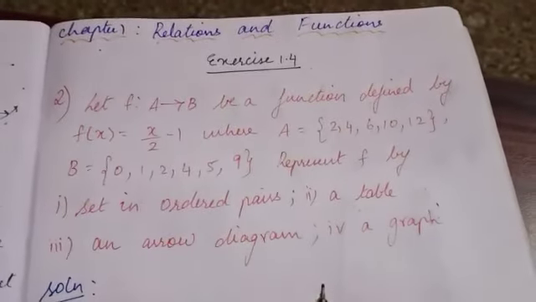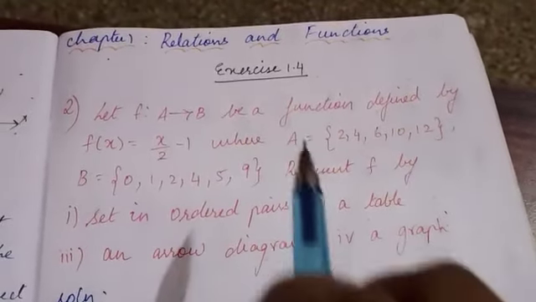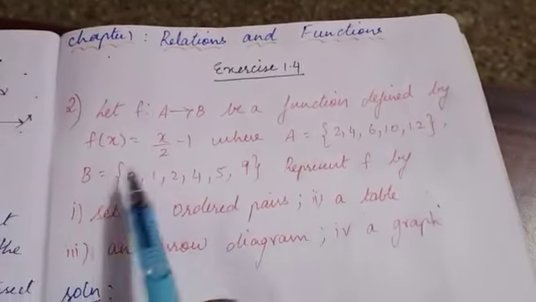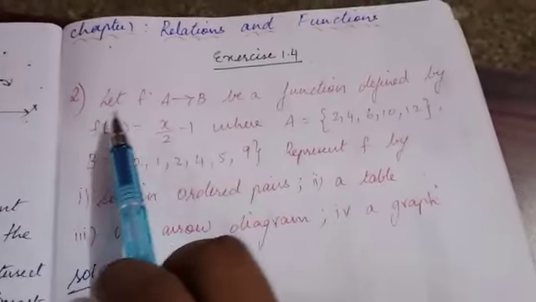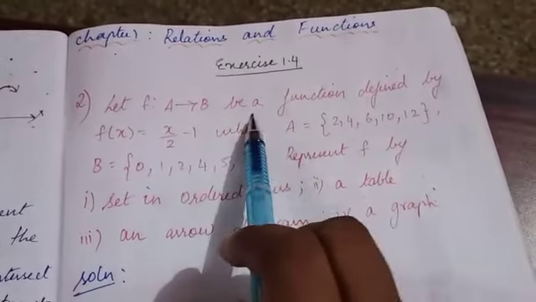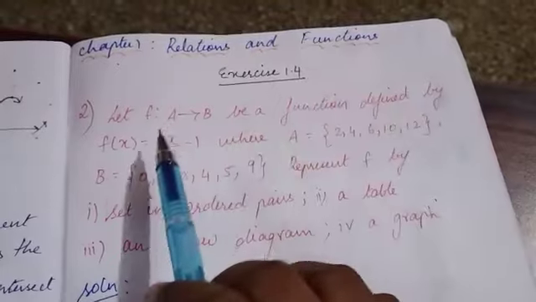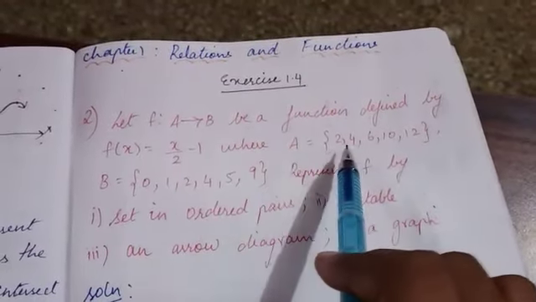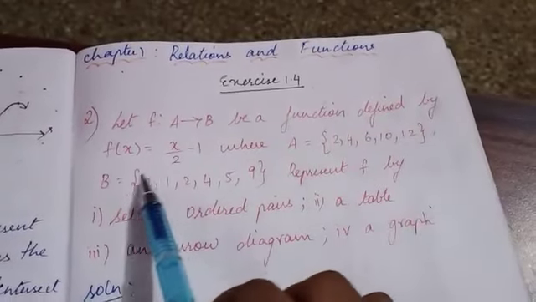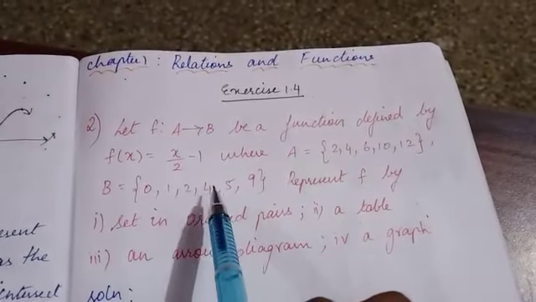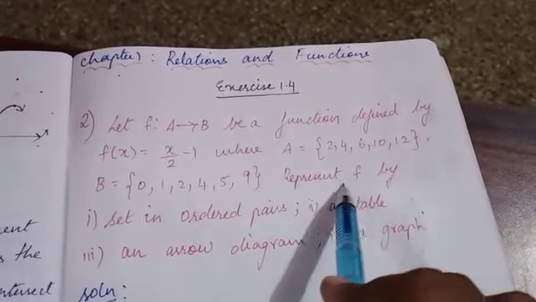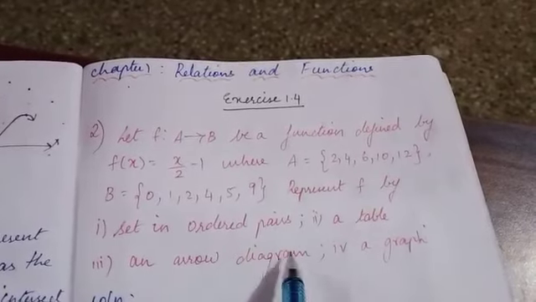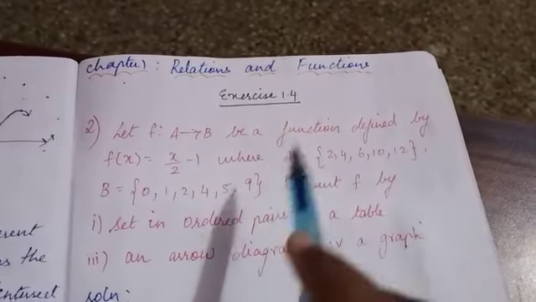Good morning, students. Today I'll continue with exercise 1.4 of the chapter Relations and Functions. Now, the second question is: let f from A to B be a function defined by f of x is equal to x by 2 minus 1, where A is equal to {2, 4, 6, 10, 12} and B is equal to {0, 1, 2, 4, 5, 9}. Represent f by a set of ordered pairs, a table, an arrow diagram, and a graph.